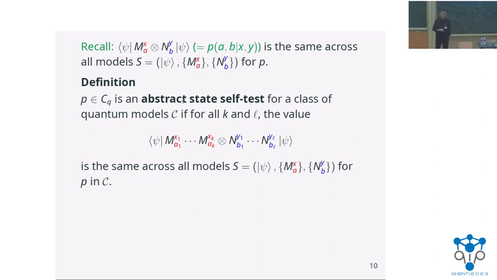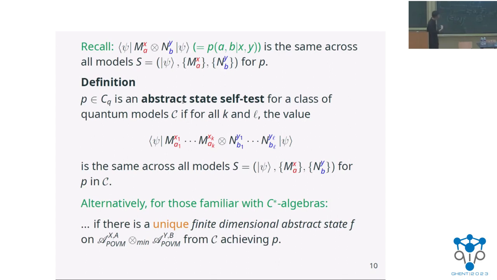For experts in C-star algebras, you can read this definition as: P is an abstract state self-test for C if there is a unique finite dimensional abstract state f on this C-star algebra from the class C achieving P. So this algebra is the min tensor product of the universal C-star algebras generated by abstract POVMs. An abstract state is just a normalized positive linear functional on this C-star algebra. Finite dimensional means the GNS construction of this abstract state is finite dimensional. So if you are less familiar with the language of C-star algebras, don't worry. You can just treat this guy as a good friend whose name is Ming. A bad name, of course.